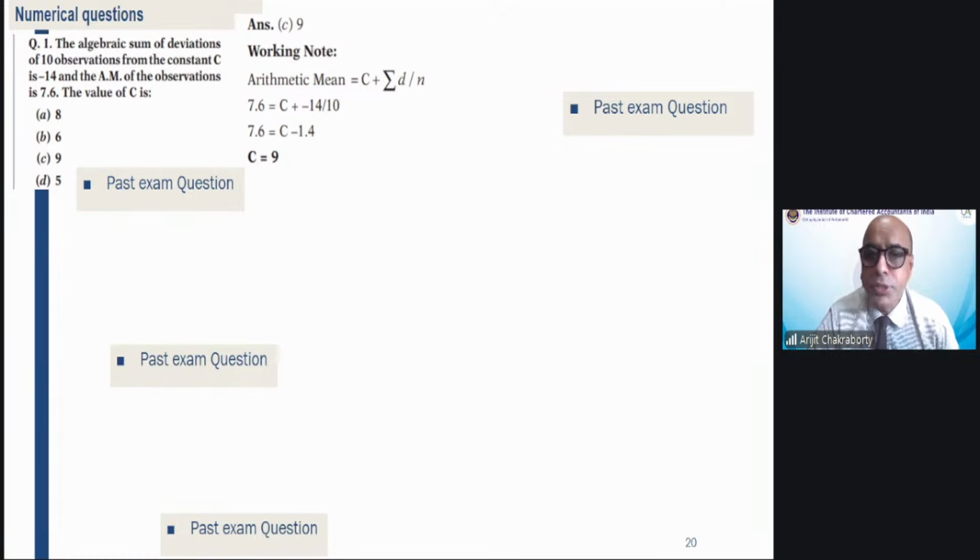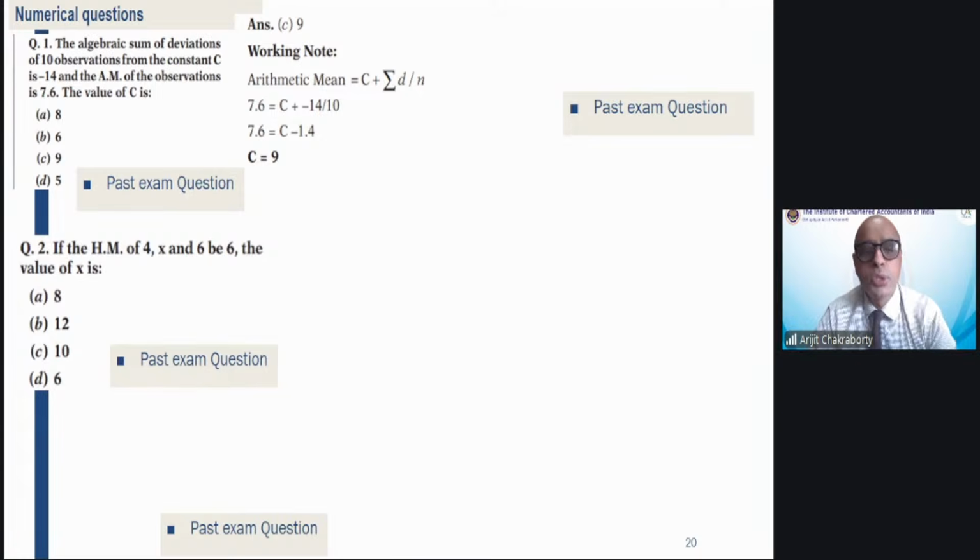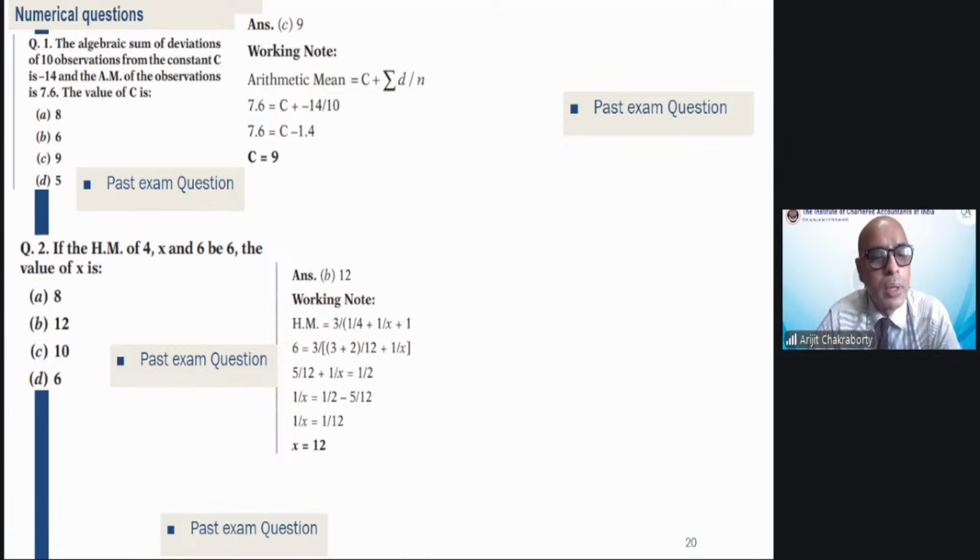That is, option C is the right answer. Question 2. If the HM of 4, x and 6 is 6, what is the value of x? Simple formula, we have done a number of questions on HM. So in question number 2, you can see there are 3 observations, 4, x and 6.